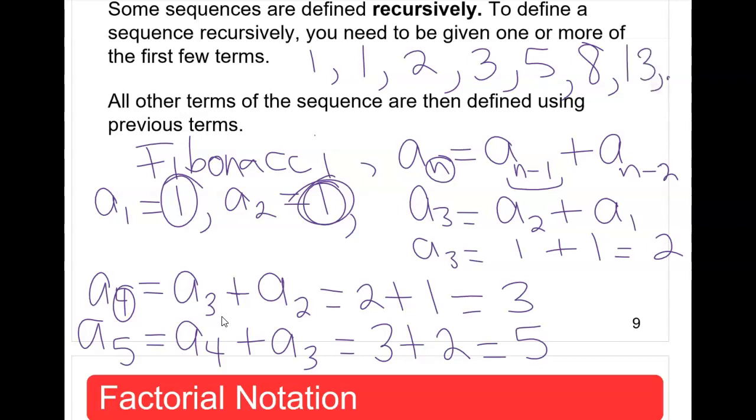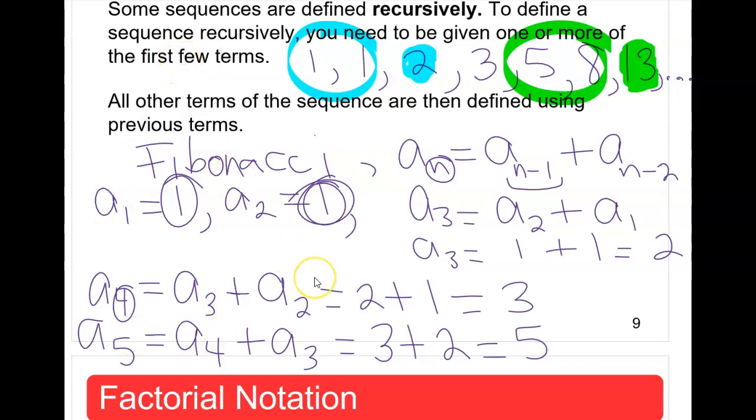And this is actually an infinite sequence, just like the set of real numbers. It's infinite. But it is recursive because to get one of the terms, you need the previous two. For example, to get the 13, we needed the previous two terms. And so that's an example of a recursive sequence. But notice how we had to be given the first two of those terms. And this is actually a very famous sequence.